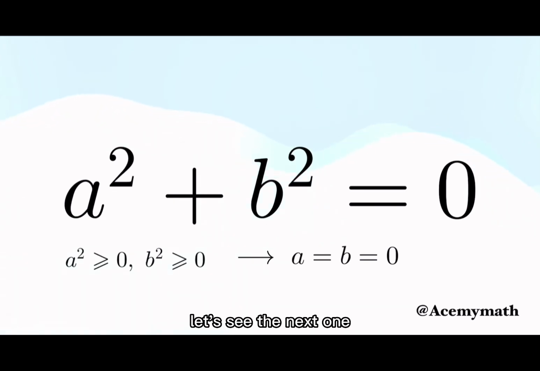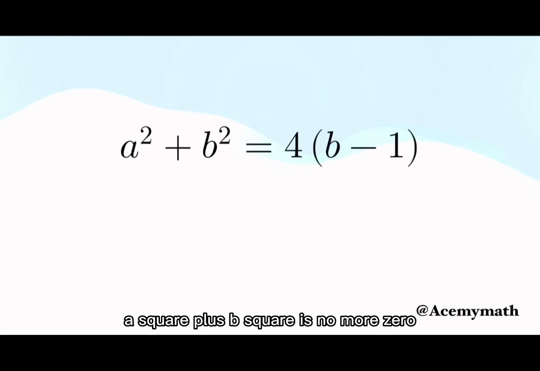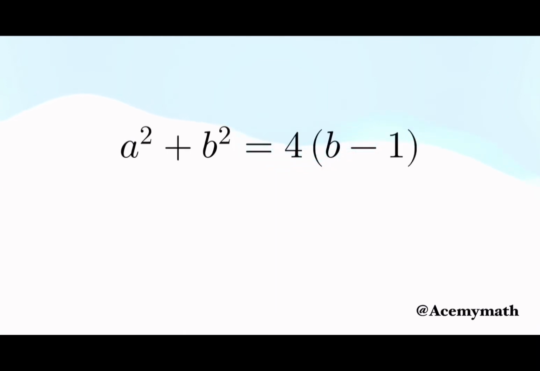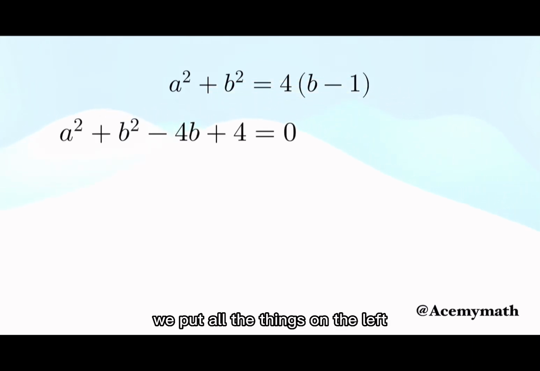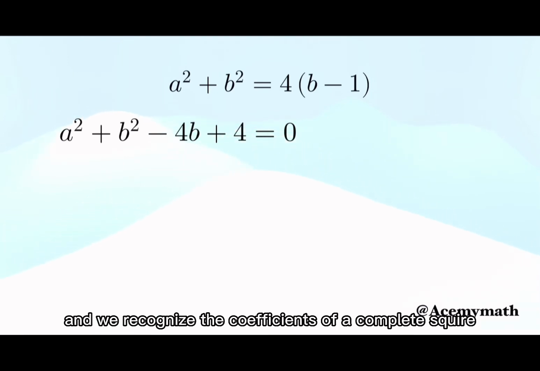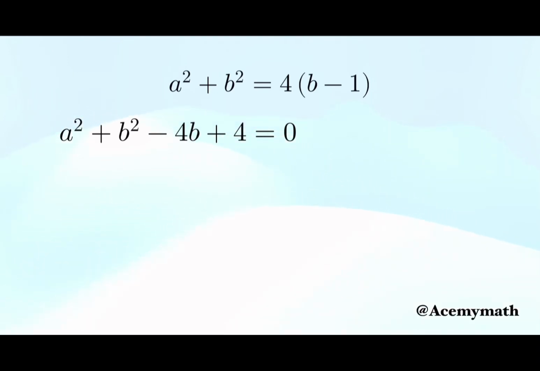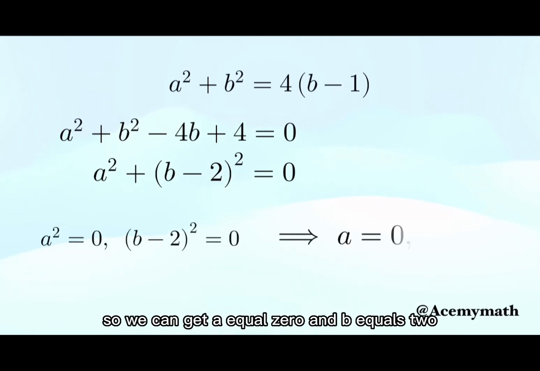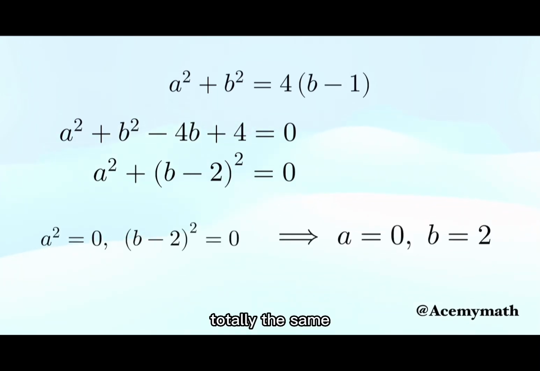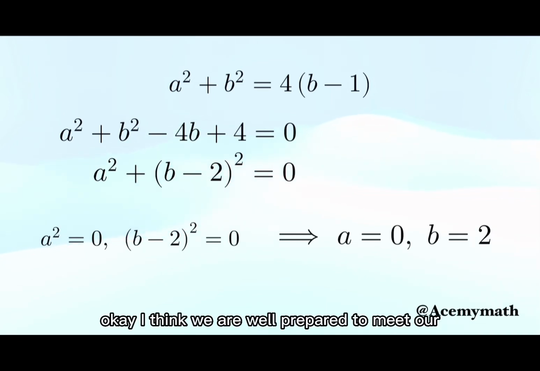Let's see the next one. This time you will see that a squared plus b squared is no more 0. But we can easily find a similar situation with a little operation on it. I'll give a brief demonstration. We put all the things on the left, and we recognize the coefficients of a complete square: 1, minus 4 and 4. It gives a complete square of b minus 2. So we can get a equals 0 and b equals 2. Totally the same. Okay, I think we are well prepared to meet our main character.